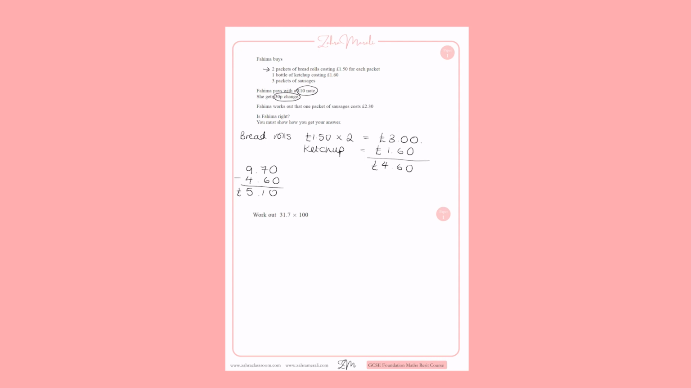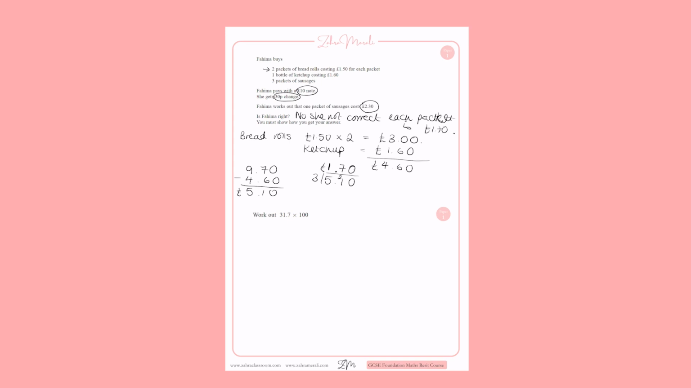Now, that's for 3 packets of sausages. We want to work it out for 1. So we're going to take that £5.10 and we're going to divide it by 3. 3s into 5 go once with 2 remaining. We copy the decimal place up. 3s into 21 go 7. So we get £1.70. So she said it was £2.30. Is she right? No, she is not correct. And if your working is nice and neat, you wouldn't need to write anything more. But in case it's not clear, you'd say each packet is £1.70.